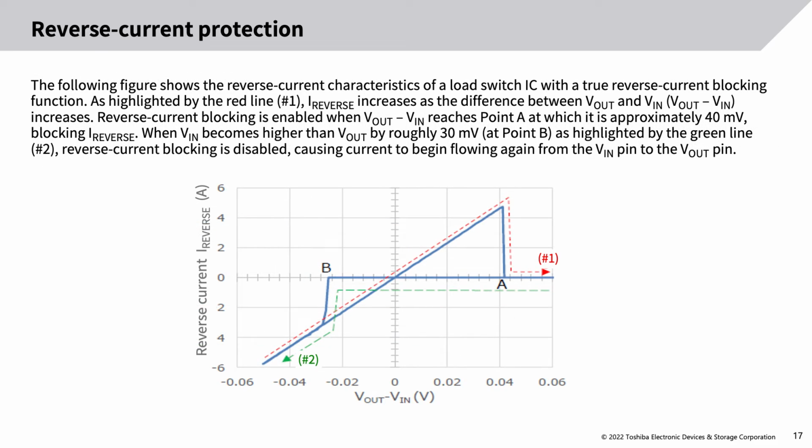The following figure shows the reverse current characteristics of a load switch IC with a true reverse current blocking function. As highlighted by the red line, number 1, I reverse increases as the difference between Vout and VIN, Vout minus VIN, increases. Reverse current blocking is enabled when Vout minus VIN reaches point A, at which it is approximately 40 mV, blocking reverse current. When VIN becomes higher than Vout by roughly 30 mV, at point B, as highlighted by the green line, number 2, reverse current blocking is disabled, causing current to begin flowing again from the VIN pin to the Vout pin.